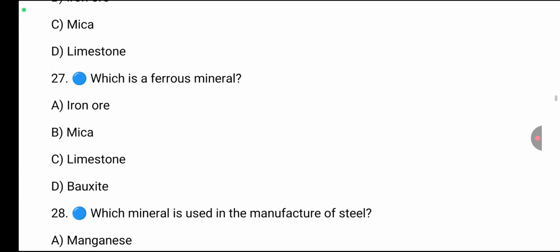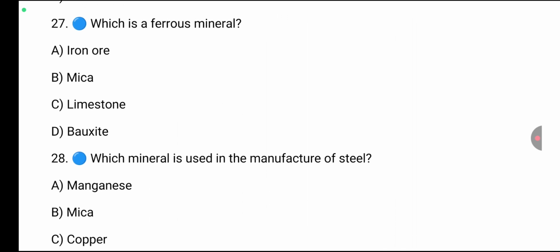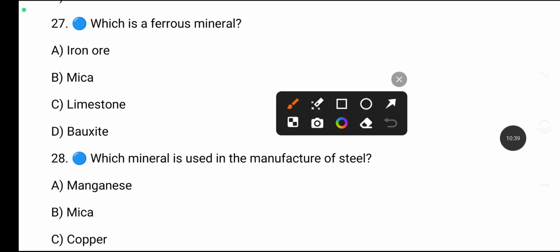Now moving on to question number 27. Which is a ferrous mineral? If you see the options, iron ore, mica, limestone, bauxite. The answer will be A, iron ore is a ferrous mineral.